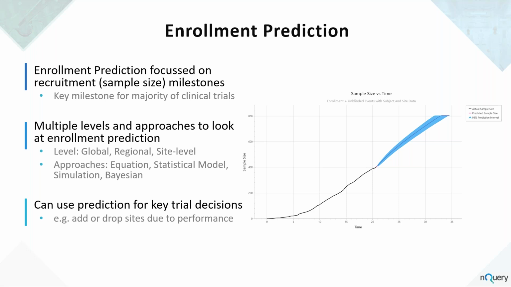It's taking that pipeline and turning that into a statistical model that can be used to generate reasonable predictions of what you think is going to happen, usually based on what's happened so far, or perhaps based on other similar studies which had similar enrollment plans. So these sample size milestones, these enrollment milestones, are a key milestone for the vast majority of clinical trials. And you can find statistics that the majority of trials fail to reach their enrollment goals. So this is obviously something that is very important to trialists on the ground.